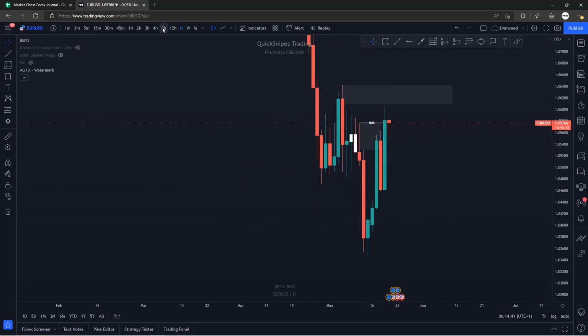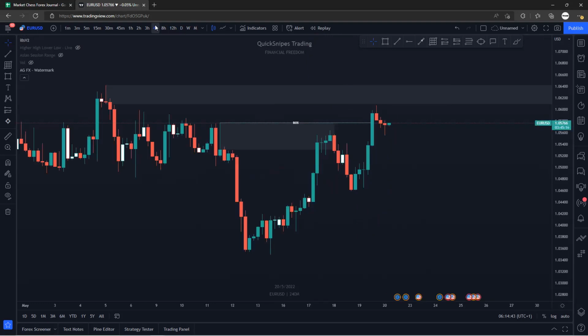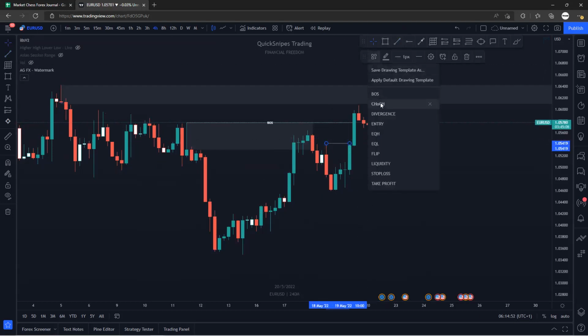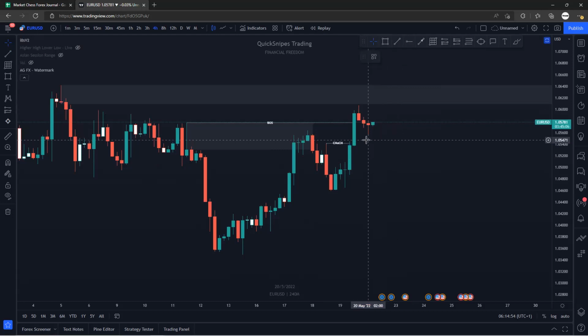And the 4-hour change of character would be around here. That's where my change of character would be, reason being is because that's the high that respected the demand, the supply zone. So this should be our supply area, but we've broken through that, causing a change of character. And now we have a demand chain holding.